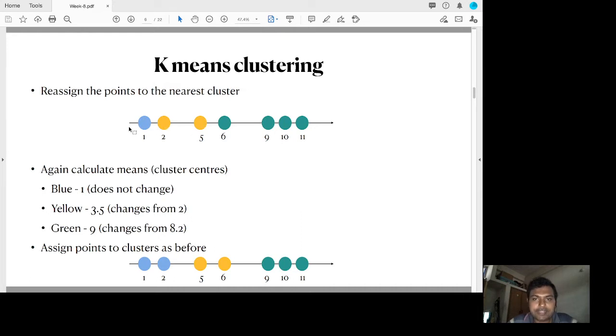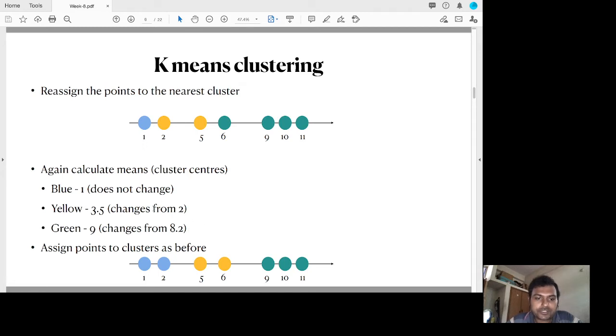Okay, so now the second iteration of this k-means clustering algorithm is done. Again you do the same thing: you calculate the means, which effectively means the cluster centers. Blue again does not change because there is only 1 point in blue. Yellow now changes from 2 to 3.5 because the average of 2 and 5 is 3.5. And green changes from 8.2 to 9. If you sum this up, this will be 6 plus 9, 15 plus 21, 36 by 4 is 9. So green now changes to 9.